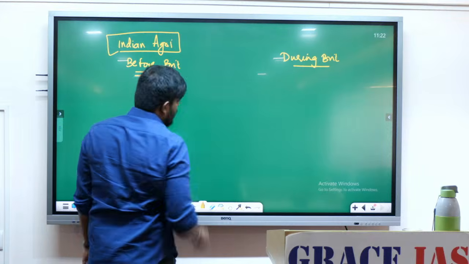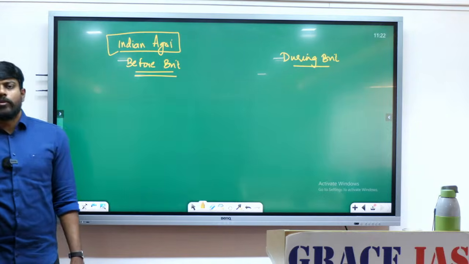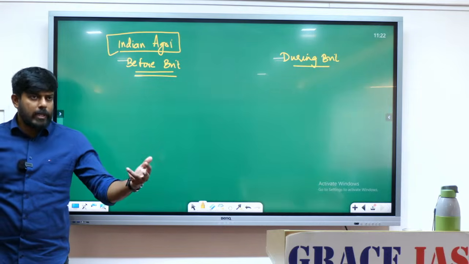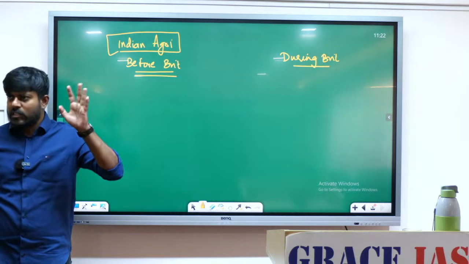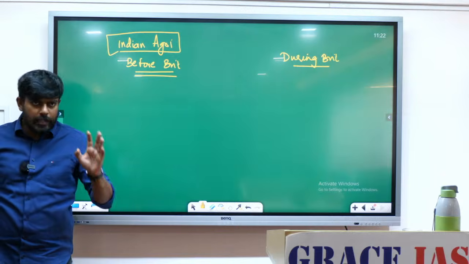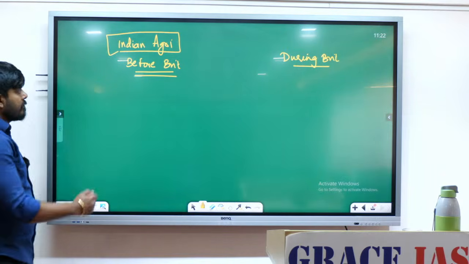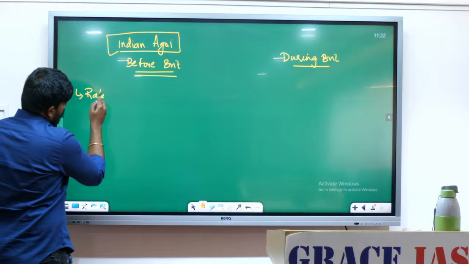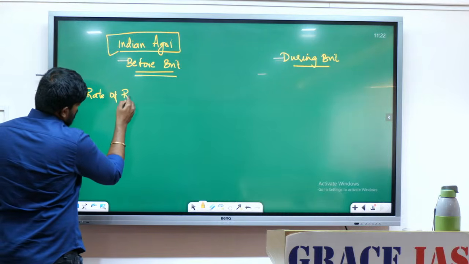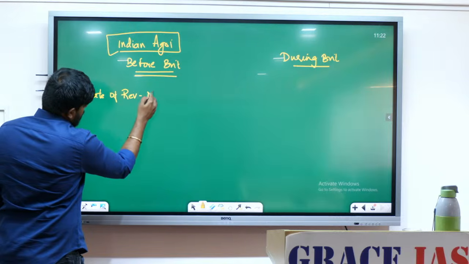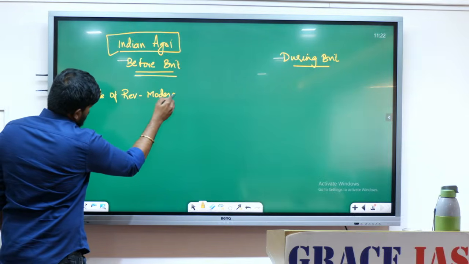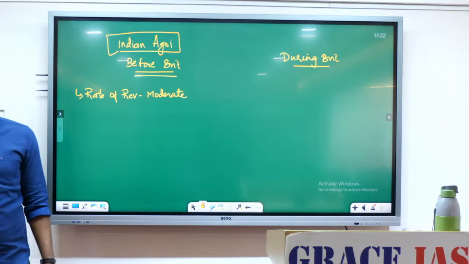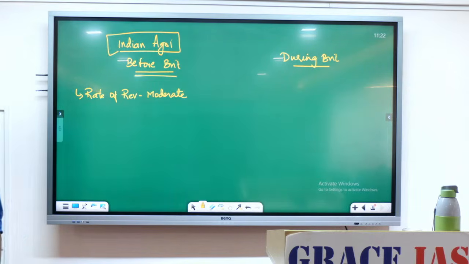See, before British, India was ruled by the native rulers. There were Wadayars of Mysore, Nizam of Hyderabad, hundreds of different kings in India. They were ruling India, and the rate of revenue that was charged was moderate. They were not demanding too high revenue.